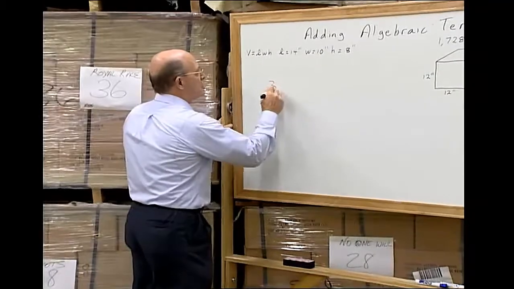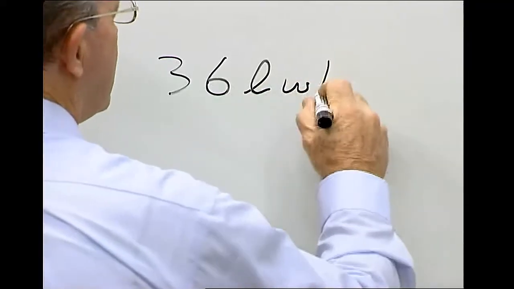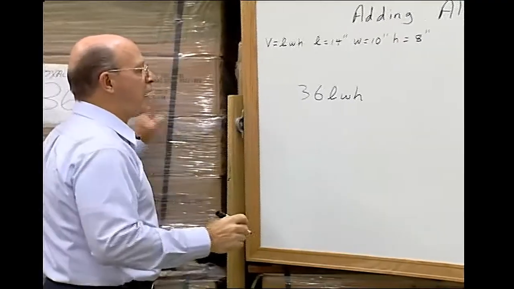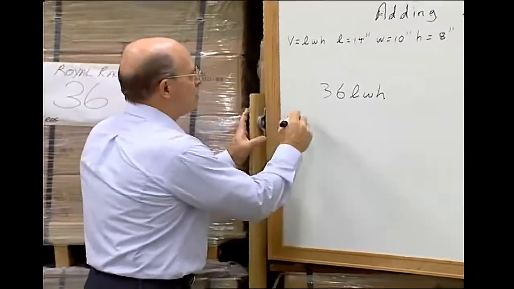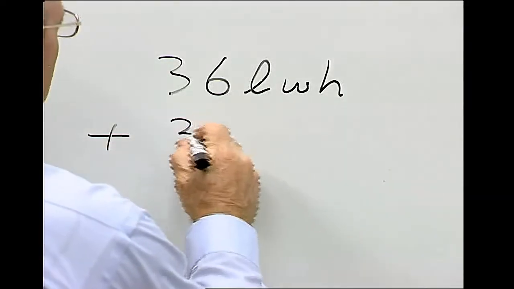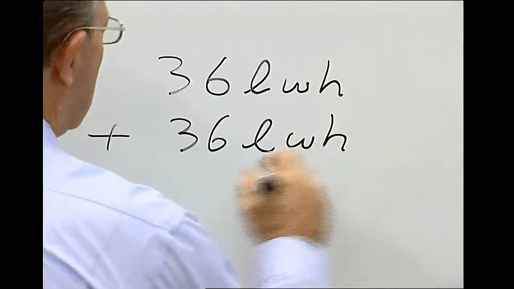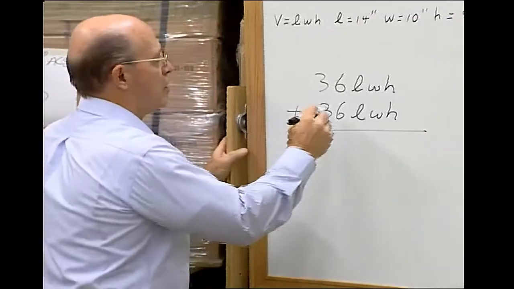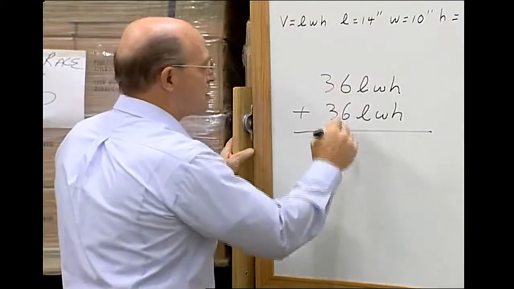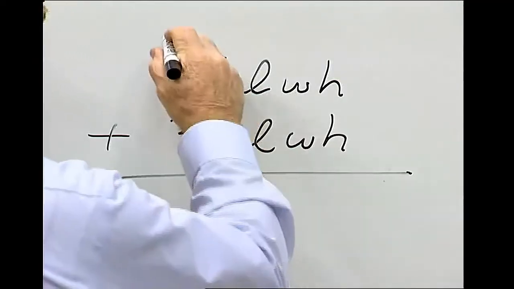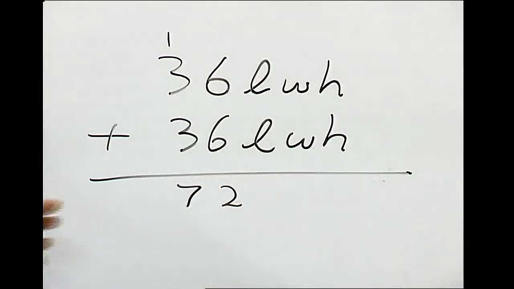So 36 LWH, and that's the volume of this entire pallet, plus 36 LWH. 36 plus 36, 6 plus 6 is 12, 4, 3 is 7, 72.